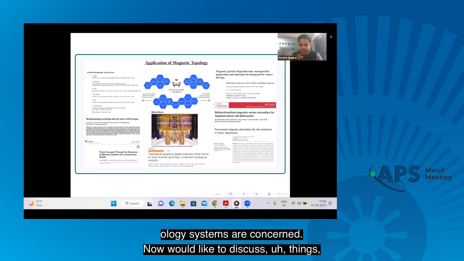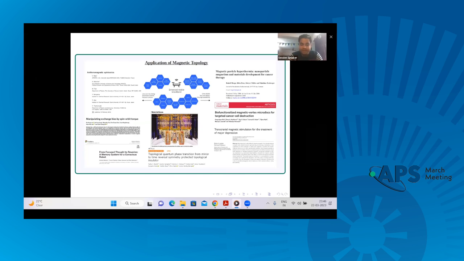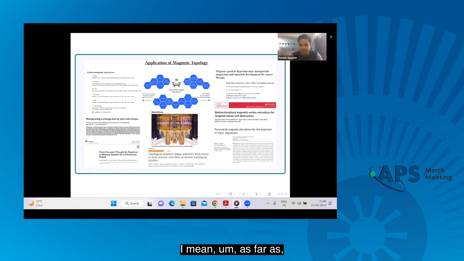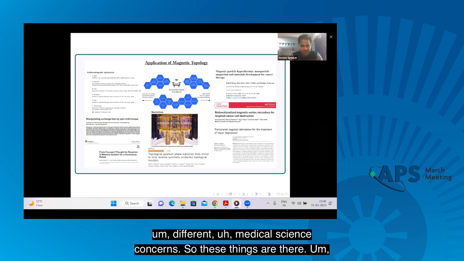I would like to discuss things related to application of magnetic topology. The application of magnetic topology is vast. As I have already mentioned, the antiferromagnetic systems can be of utmost importance as compared to the ferromagnetic systems. Manipulating exchange bias by spin orbit torque, as far as enhanced mobile broadband technologies are concerned, I mean, concept of adaptive pigmentation as far as different medical signs are concerned. So these things are there.